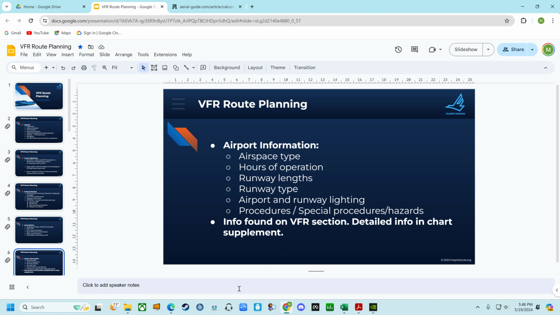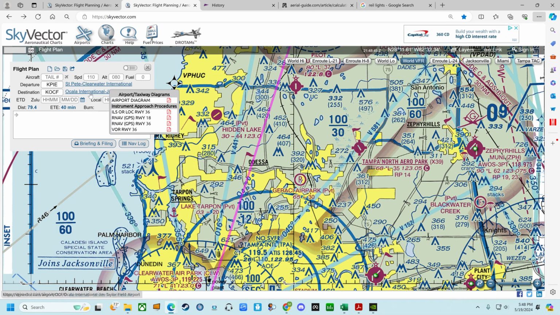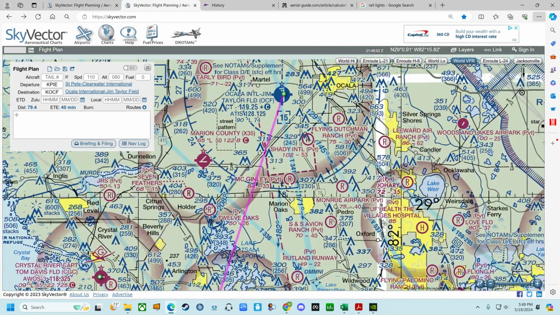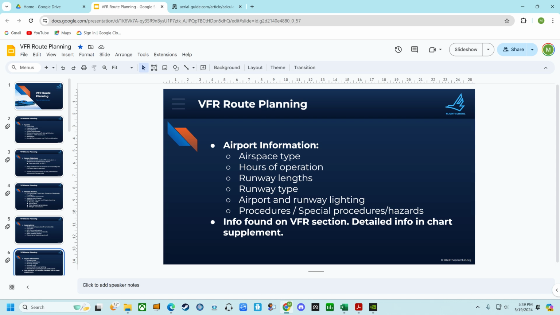So at this point, what I would suggest is pause the video and take a look at Ocala International Jim Taylor Field, which is our destination airport, all the way up here to the northeast. Pause the video, take a look at the chart supplement, and answer the following information points here about Ocala Airport. And then when you resume the video, I will actually give you the answers. So pause that now.